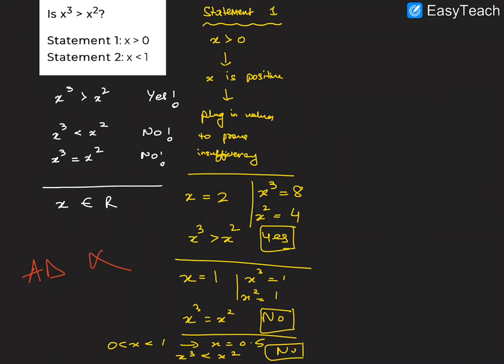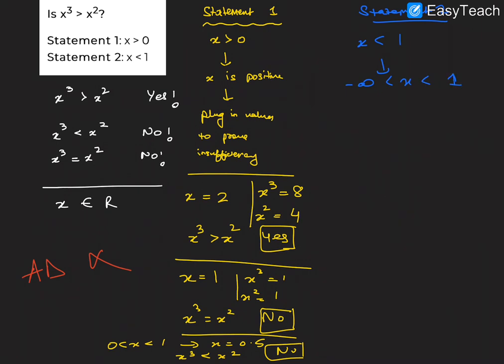So let's quickly check the second statement. Statement 2. What is our statement 2? x is less than 1. Now, many students again commit a mistake. They feel that x is less than 1 means we are only talking about 0 to 1. Nowhere is it stated. It can take any values. It can be from minus infinity to 1, correct?